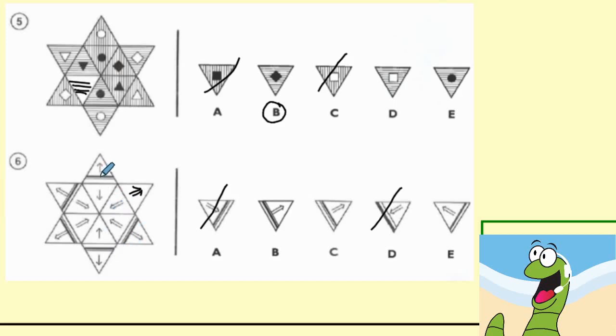The 2 arrows here are not sitting on the line. But these 2 arrows are sitting on the line. So our arrow will need to sit on the line. Okay, can we get rid of any here? Yep, that arrow is not sitting on the line, and neither is that one. So our answer is B.